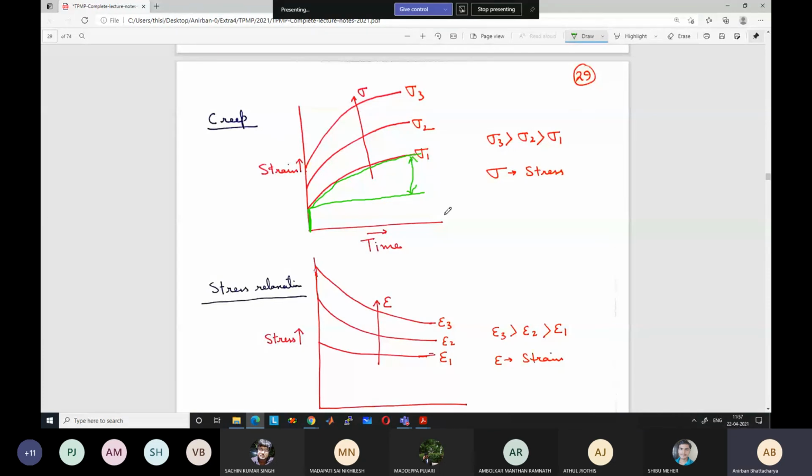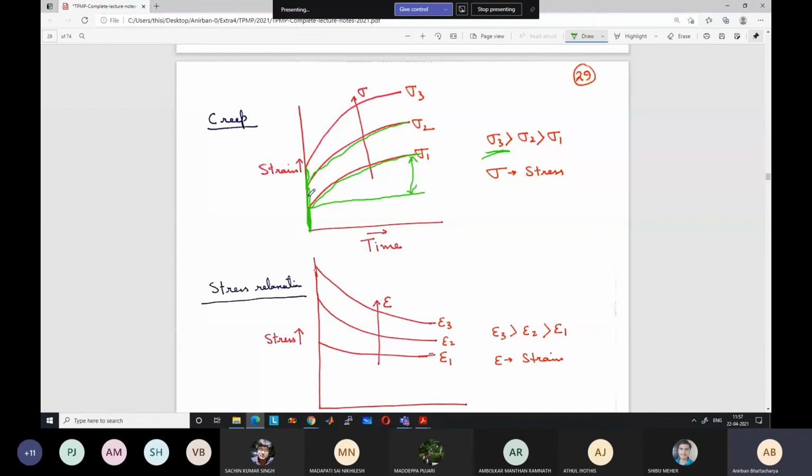If you apply a higher initial stress sigma 2, the initial deformation is also higher. Then again it will keep on increasing with time. Similarly, if you apply an even higher initial stress sigma 3, again the initial deformation is still higher, and then again it will keep on increasing further and further.